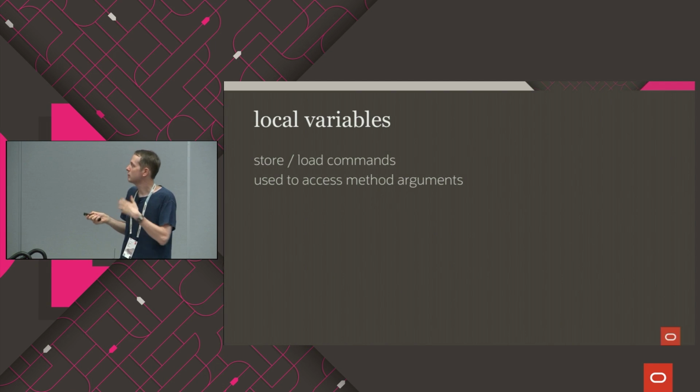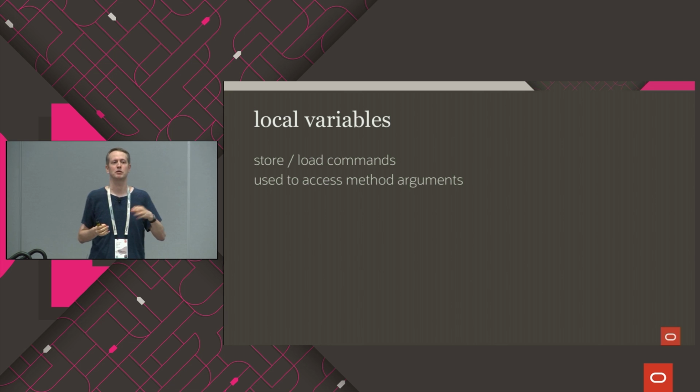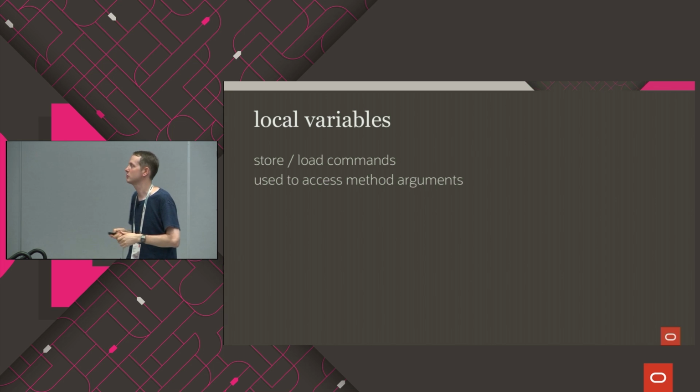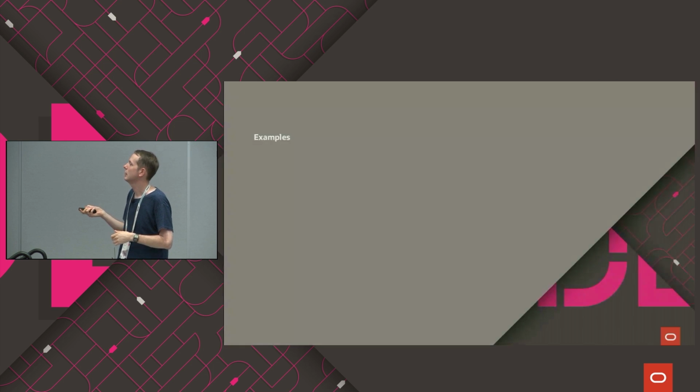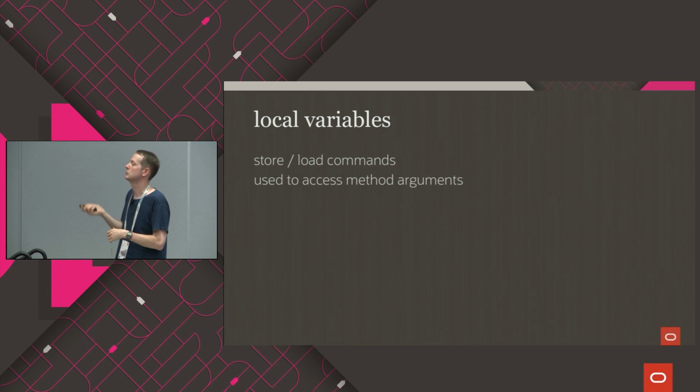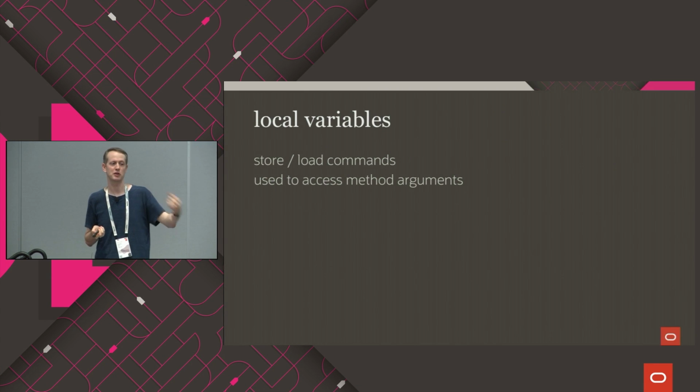So we have this concept of local variables, which are basically memory locations, and they're independent of the stack, and they usually correspond to what we would consider local variables in the Java language. And so there's a number of commands that allow us to basically move data between the stack and local variables. And these same commands are used to handle method arguments.